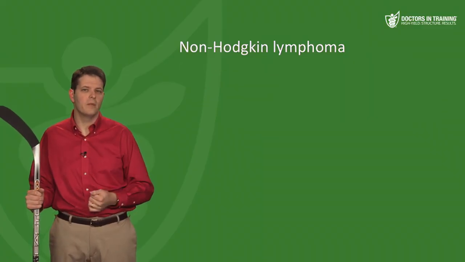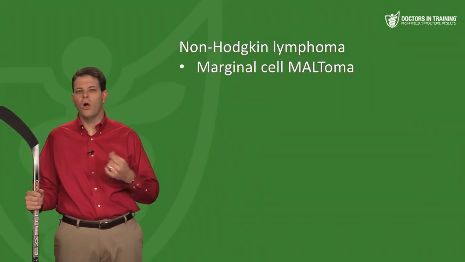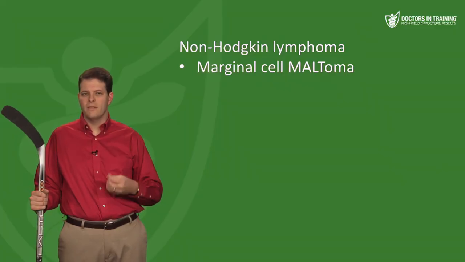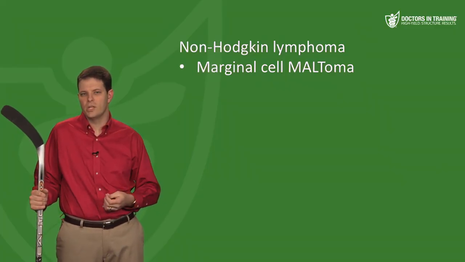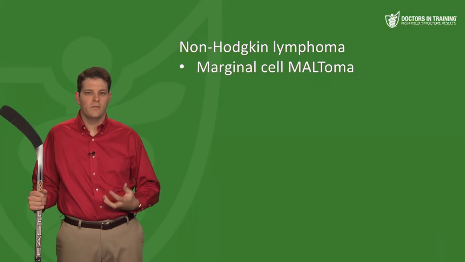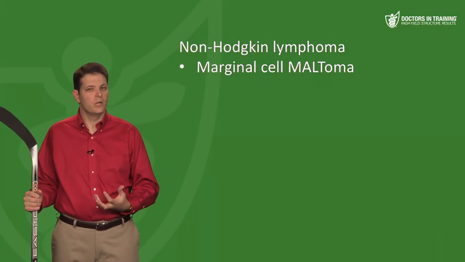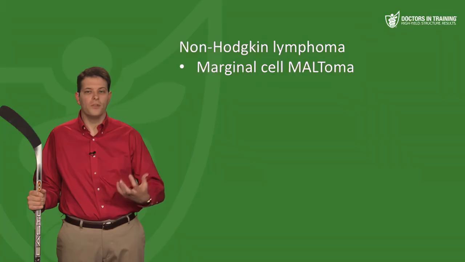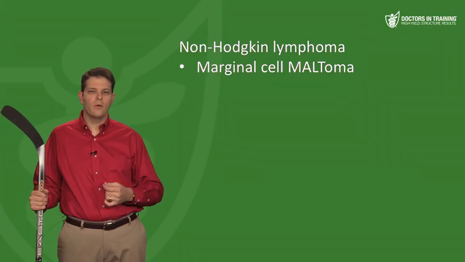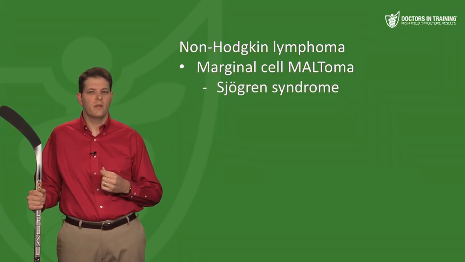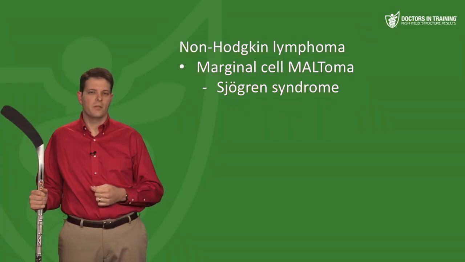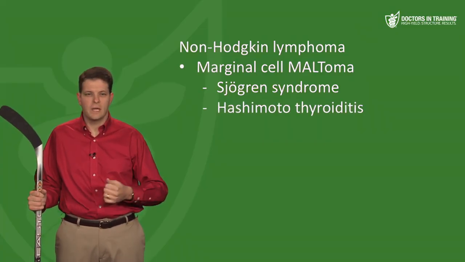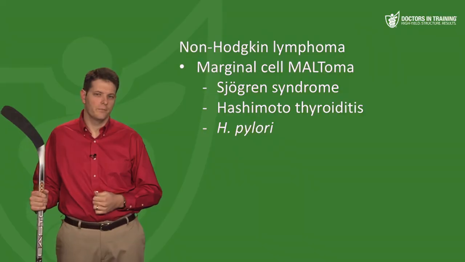One other type of B-cell lymphoma is called marginal cell maltoma. So remember, malt is that mucosa-associated lymphoid tissue that we typically see in the gut. And if you develop lymphoma in that lymphoid tissue, it might be this marginal cell maltoma. What I want you to remember about this one is that it can be associated with Sjogren's syndrome, it can be associated with Hashimoto thyroiditis, and it can be associated with H. pylori. So those are all types of B-cell lymphomas.